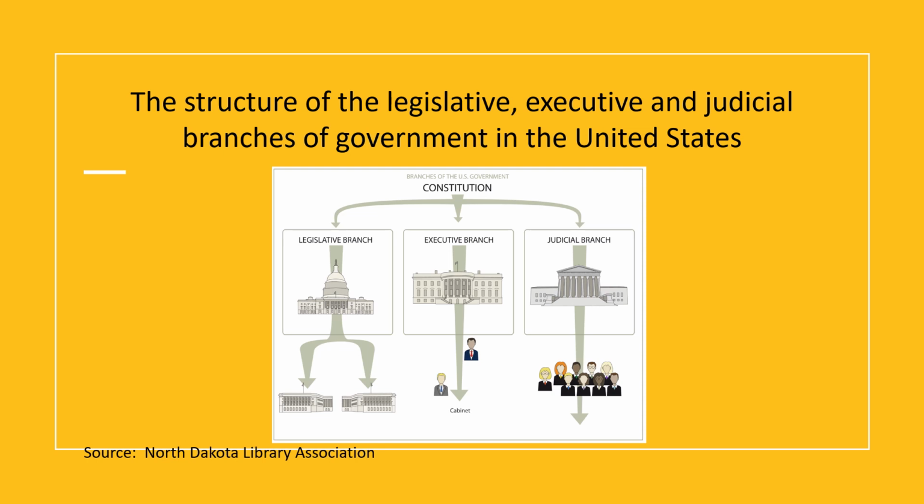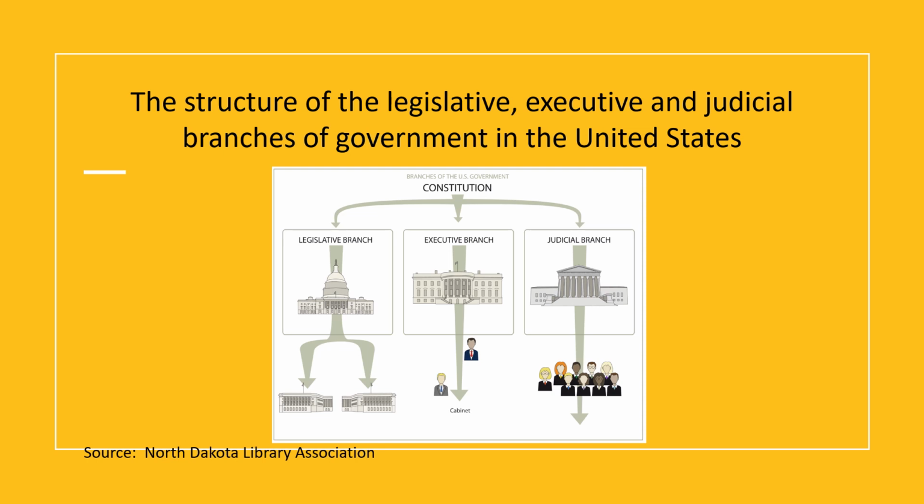And then the judicial branch includes 9 members of the United States Supreme Court, and it also includes circuit courts of appeals and district courts. And so there are several districts across the United States, there are several circuits across the United States, but the highest court in the land is the United States Supreme Court.